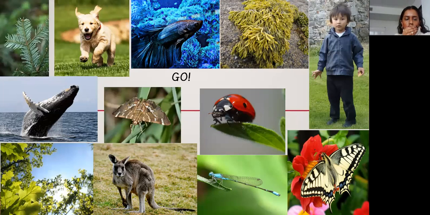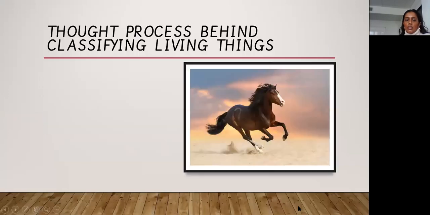Okay, great. So let's have a look at what you have found. We've got fish on here, we have butterflies, we have a dragonfly, I can see a kangaroo, I can see a whale, I can see leaves on a tree, I can see a moth, I can see, is that coral or seaweed, I can see a human boy, and I'm not sure if I said I could see a ladybird as well. So those are the living things. So how did you do?